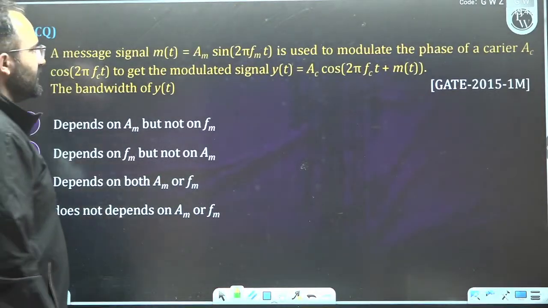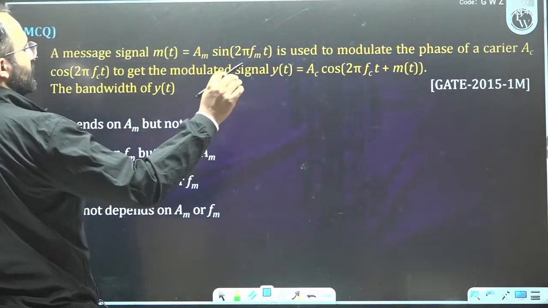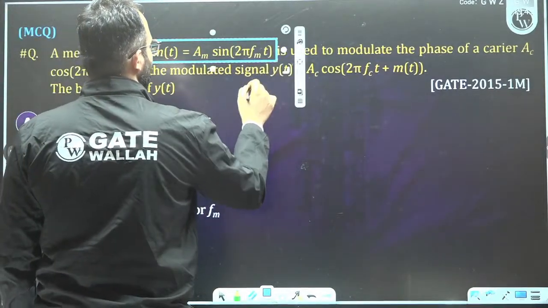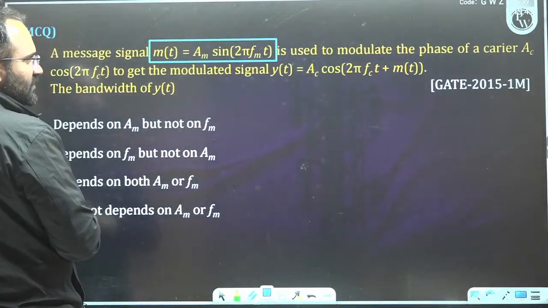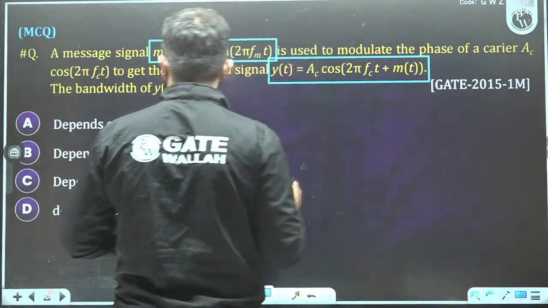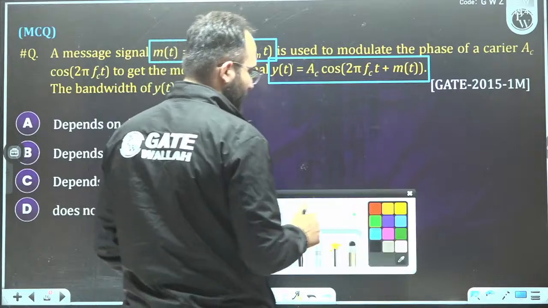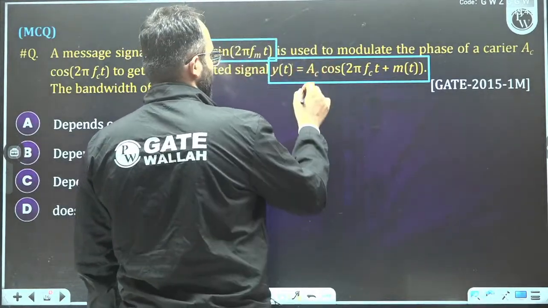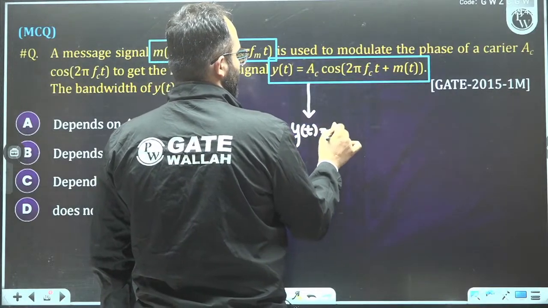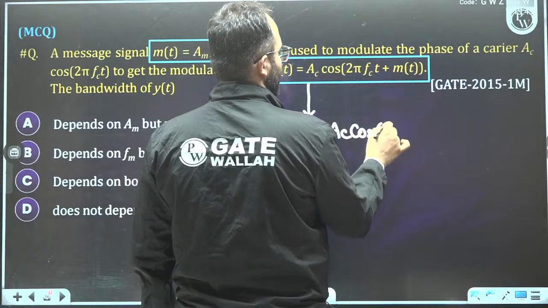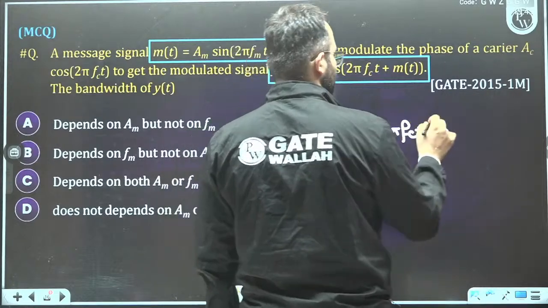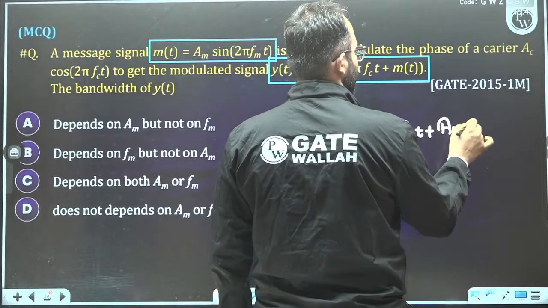Okay, now let's start doing this question. This is also a very simple 2-marker problem. The message signal m is given, that is cosine of 2 pi fm t. Okay, and y t is also given, that is Ac cos of this. We want to find out the bandwidth of y t. Now here we can see that y t is Ac cos of 2 pi fc t plus m t.